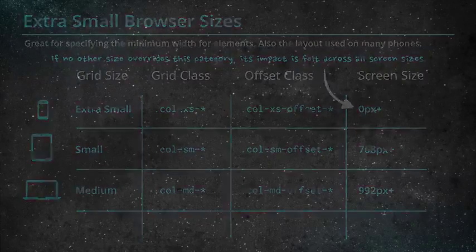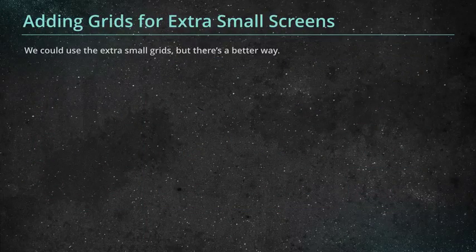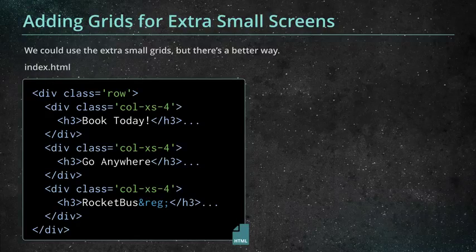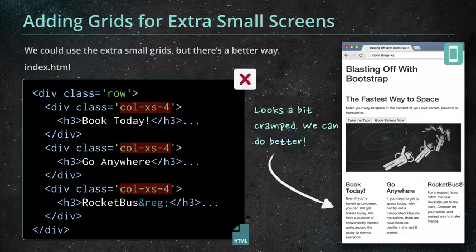If we wanted our featured items to take up a little more horizontal space on extra small screens, one way we could do that might be to add a col-xs-4 class to our featured items. But if we view that on an extra small device, it looks a little cramped. This is going to be very hard to read on an extra small device. I think we could do a lot better.